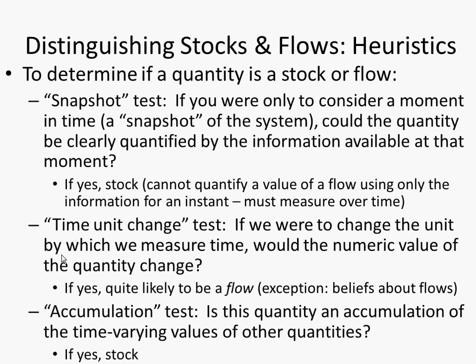For flows, no, but we could for stocks. Time unit change: if we change our time unit from weeks to months to years, would the numeric quantity change? And the accumulation: is it an accumulation of some quantity over time? If so, it's a stock. It's accumulating over time. Not sure if I answered your question. I'm glad to talk about it. But the snapshot test really limits us to the information available at an instant, and that information is not enough to determine a rate of flow, because we're not seeing the change at that instant. Does that make some sense?